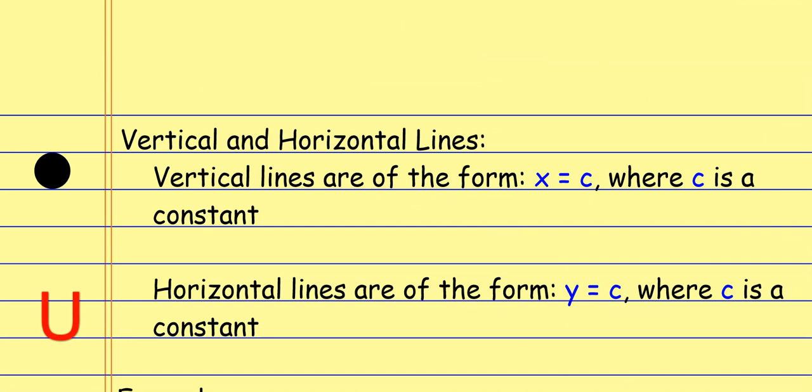The last thing we're going to look at here is vertical and horizontal lines. These are kind of special. They're in their own category. Vertical lines are in the form x equals some number, okay? It says c, where c is a constant value. Constant value just means a number, all right? So x equals a number. Horizontal lines are in the format y equals a number.